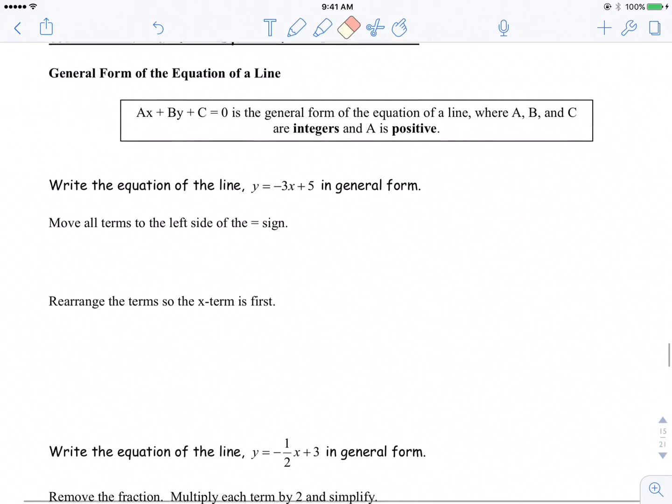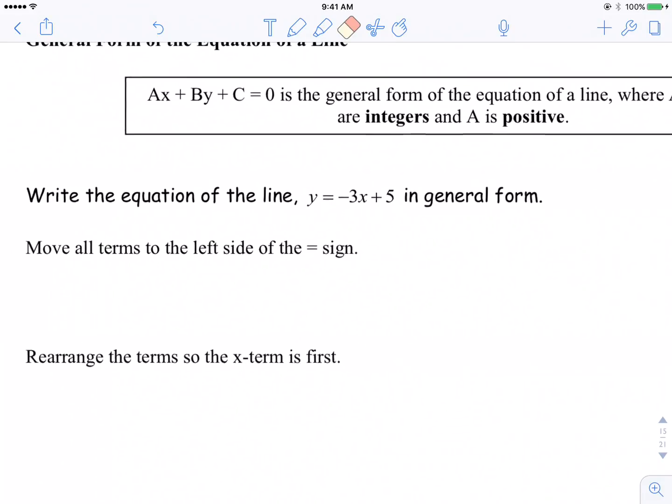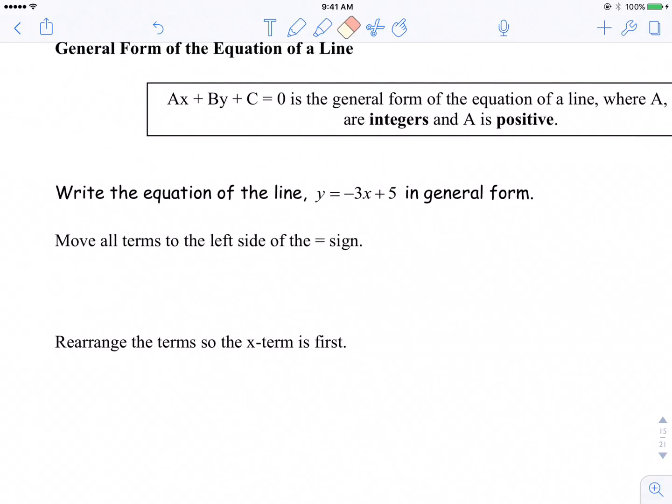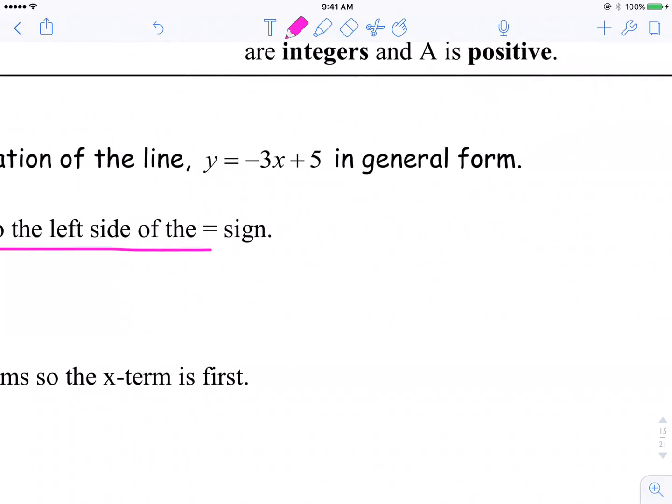Okay, general form. First example, write the equation of the line y is equal to negative 3x plus 5 in general form. Now, general form, we need everything on one side of the equal sign. So that's what it says here. Move all terms to the left-hand side of the equal sign. There's a couple of ways we could do this question, but if we're going to manipulate this from where it is, let's look at it this way.